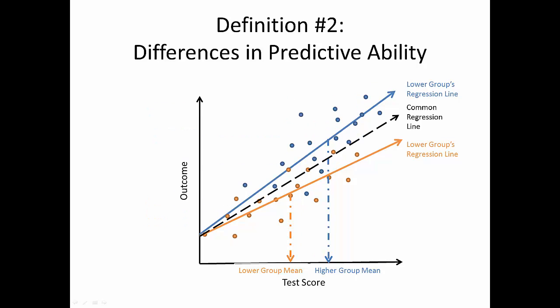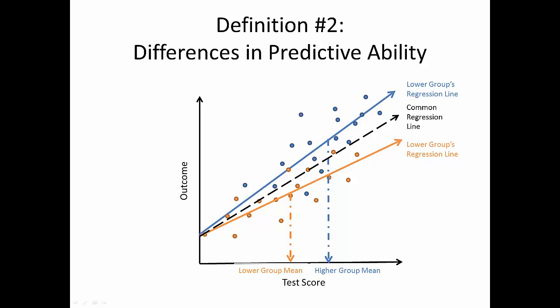Another possible situation is shown in this figure, which shows that intercepts of the regression lines for the two groups are equal, but their slopes are different. This situation is more problematic than the last scenario, especially when the regression lines cross. However, even this is not proof of test bias because this may occur because of problems in the way the outcome is measured.